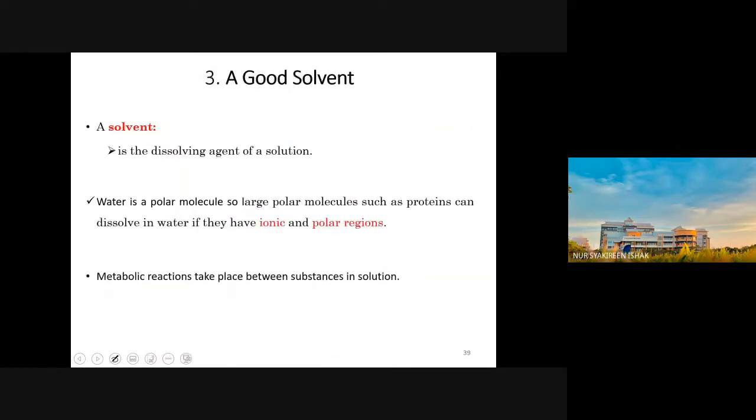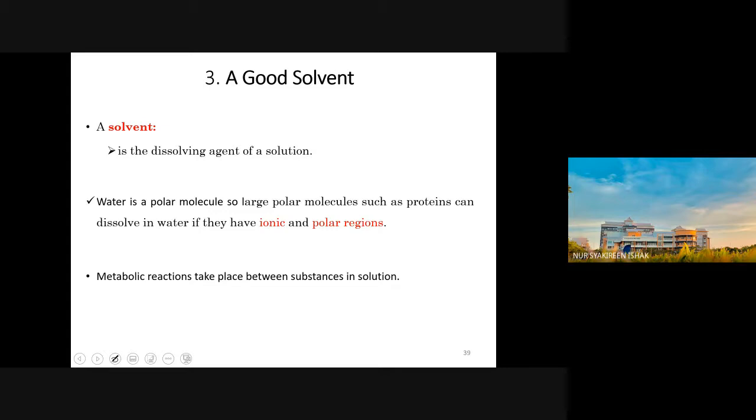So the next property is being a good solvent. What is a solvent? Solvent is the dissolving agent of a solution. Water is known as the universal solvent. It can dissolve most solutes that are polar. Water is a polar molecule. So large polar molecules such as proteins can dissolve in water if they have ionic and polar regions.